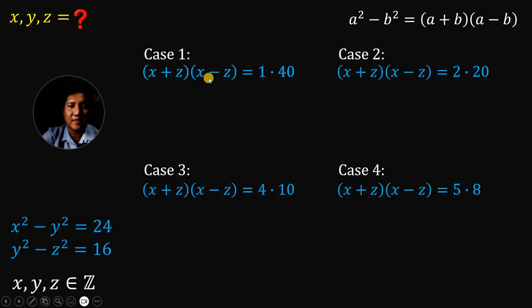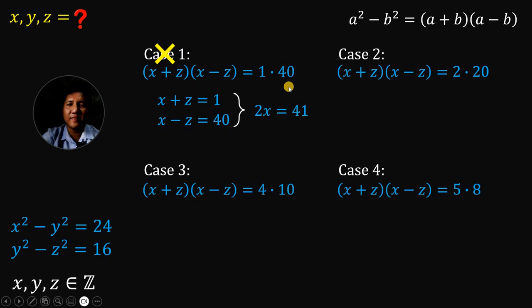So, x plus z multiplied by x minus z equals 1 times 40. It follows that x plus z equals 1 and x minus z equals 40. Now, again, we need to solve for the integer values of x, y, and z. And take note, when we add these two equations, we cancel out z, so this gives us 2x equals 41. Now, if we divide by 2 on both sides, 41 over 2 is not an integer. This is just 20.5. Therefore, case number 1 is not possible.